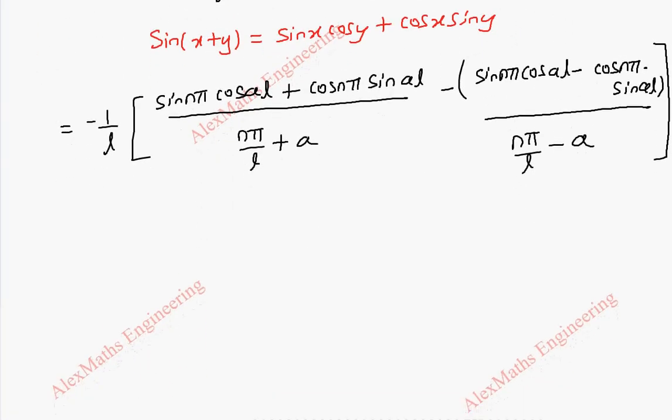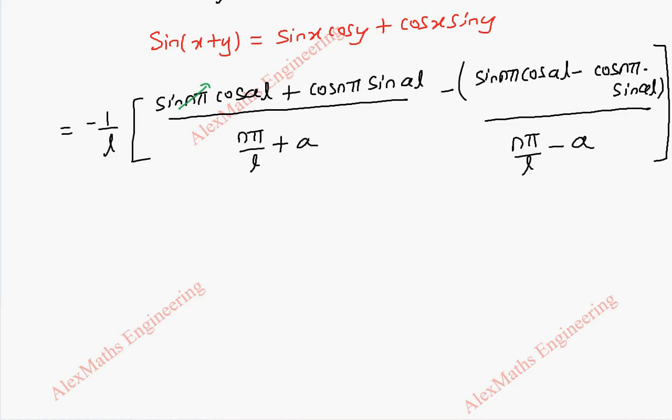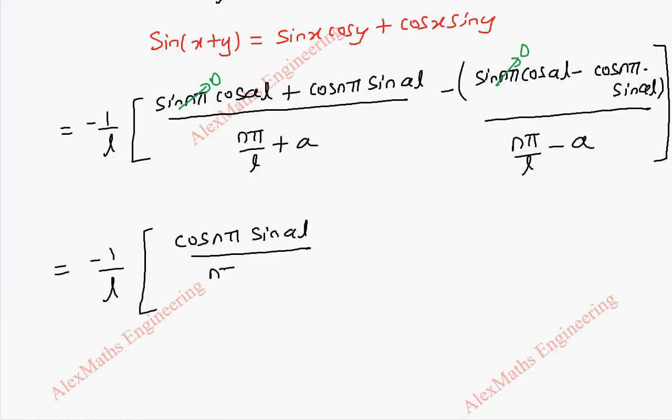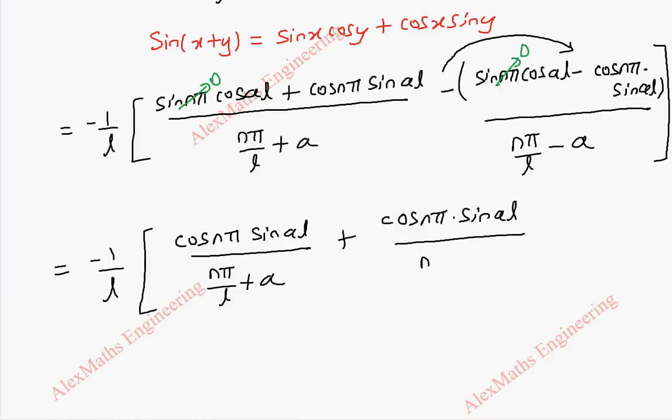Wherever sine n pi is there, we can put it as 0 because sine n pi is 0. So these two terms are 0. So we get minus 1 by L. We are left with only cos n pi sine AL divided by n pi by L plus A. And when I take this minus sign inside, this will become plus cos n pi into sine AL whole divided by n pi by L minus A.